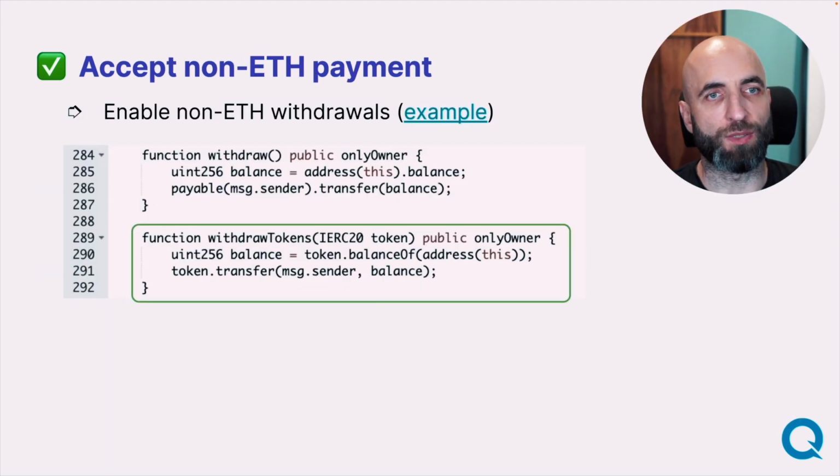Accepting non-ETH payments and, more important, enabling non-ETH withdrawals is important when, for example, your smart contract gets some ERC20 tokens either sent to it or just transferred because it's a publicly available contract. If you do not have a function to withdraw those tokens, then those tokens will be forever sitting in that smart contract without any possible way to cash out and to withdraw. You need to explicitly write that function to be able to do that.